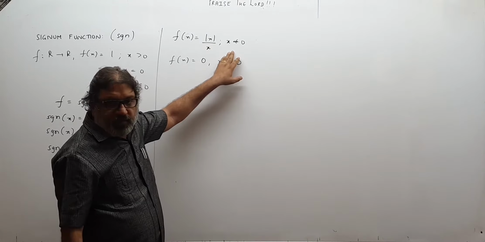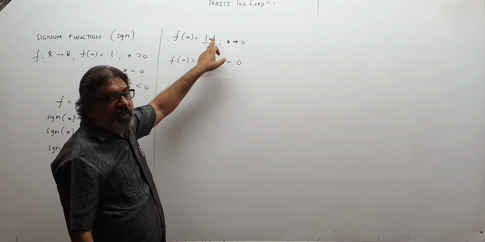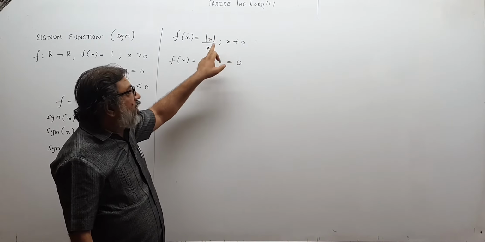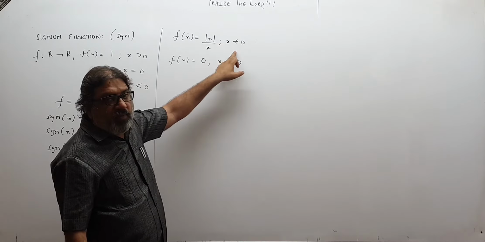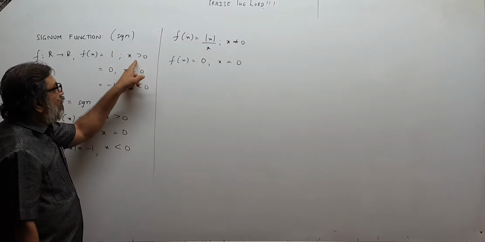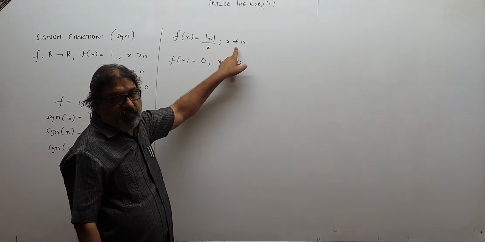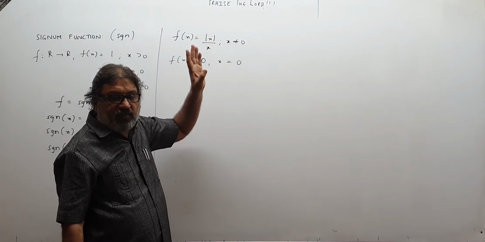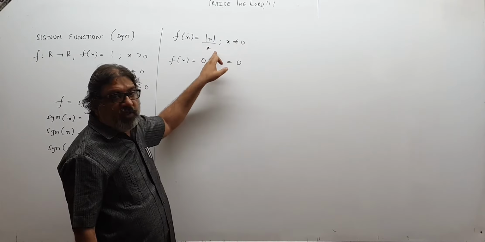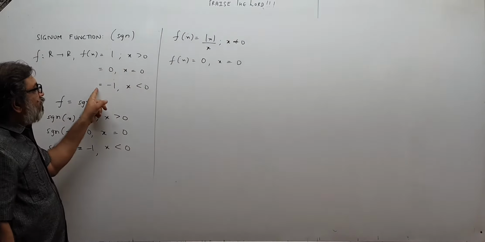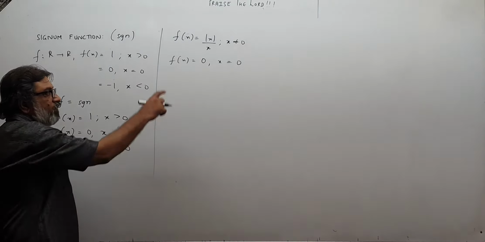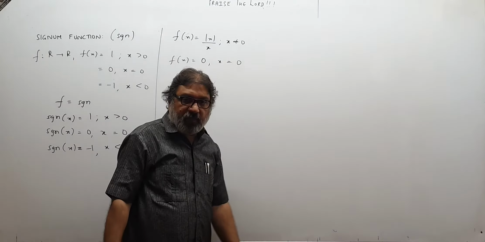When x will be positive, mod x will be x, so x upon x will become 1. So when x is positive, f(x) is 1. When x will be negative, mod x will be -x, so -x upon x is -1. So f(x) is -1 when x is less than 0. These two formulae are doing the same thing.